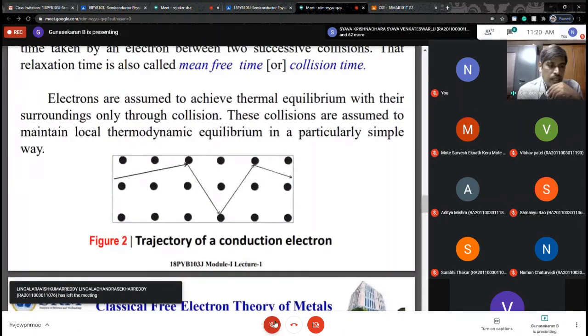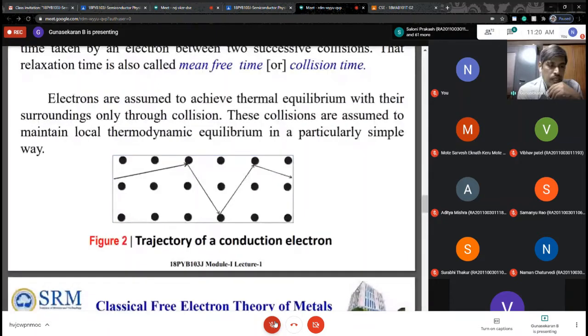According to Newton's second law, F = ma. Now equate both: ma = eE, or acceleration a = eE/m. By using this a in the equation, you get the drift velocity, because velocity is the distance traveled divided by the time taken. Here the time taken is tau, the mean free time or collision time, and the distance traveled is given by the mean free path. You substitute all the values and obtain certain equations.